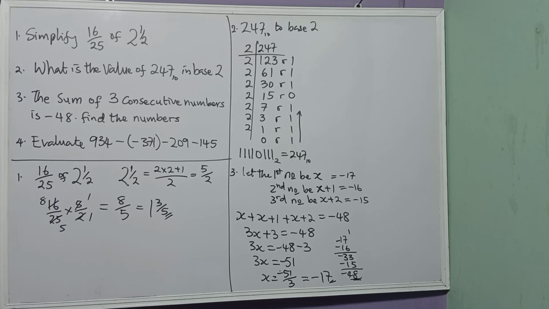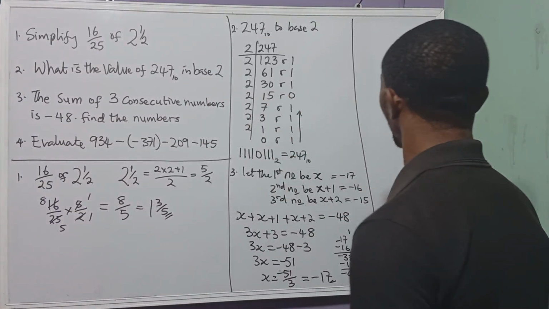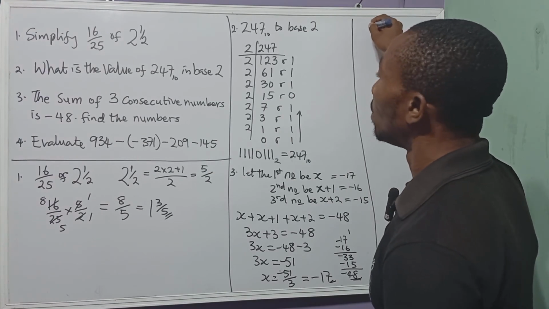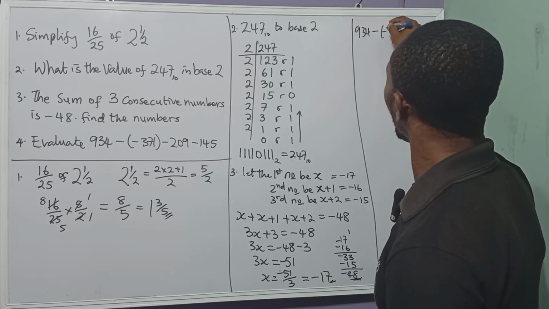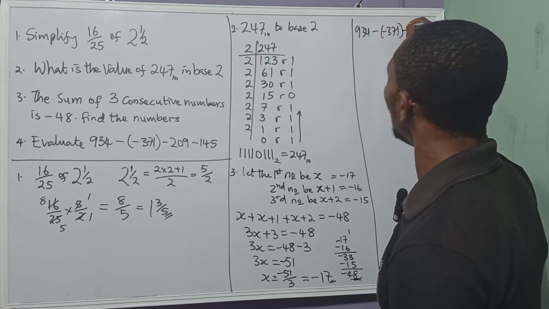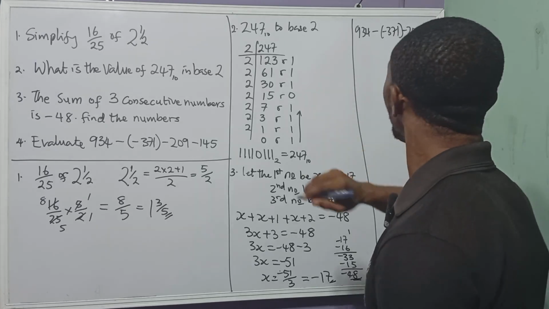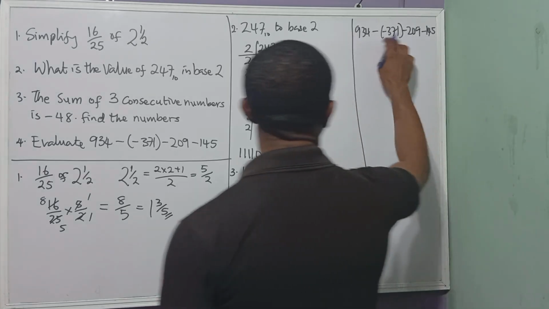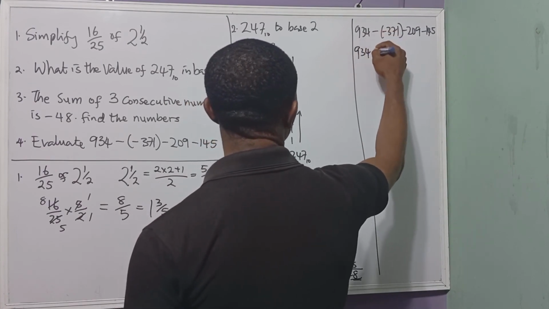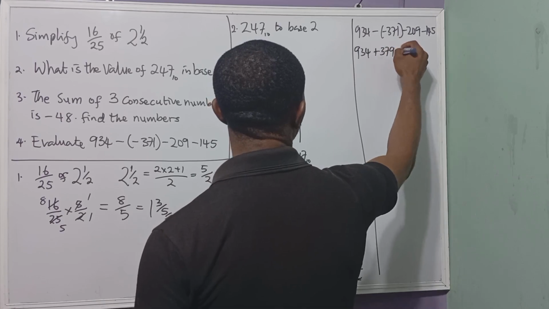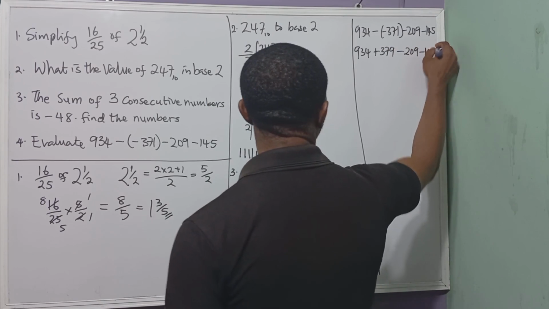Now to the next question, it says evaluate 934 minus 371 minus 209 minus 145. Now, opening this bracket, we have 934 minus, minus becomes plus, 379 minus 209 minus 145.